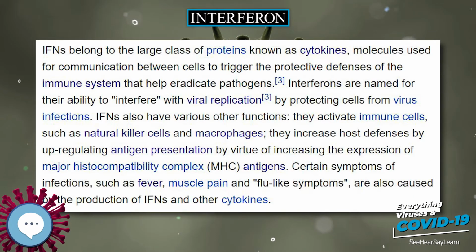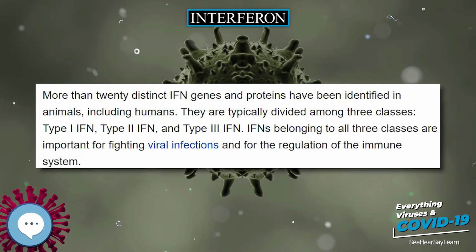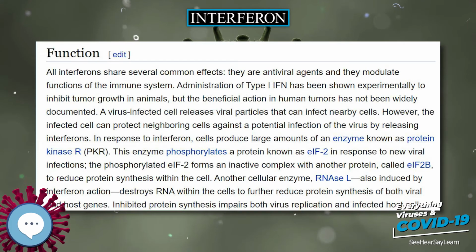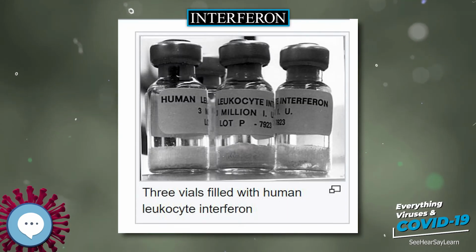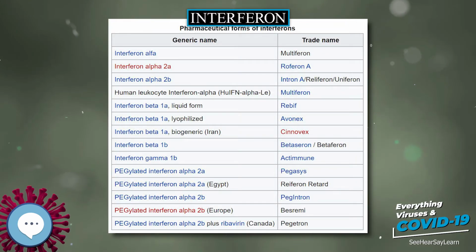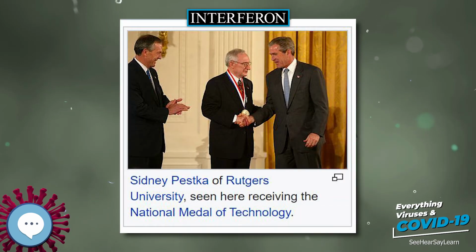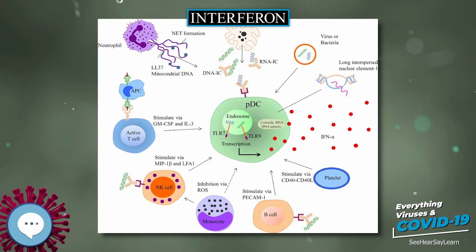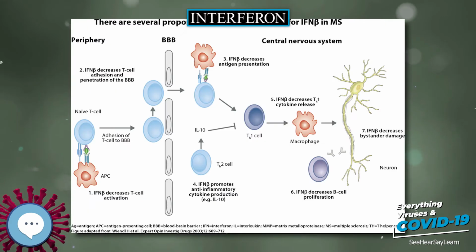In response to interferon, cells produce large amounts of an enzyme known as protein kinase R, PKR. This enzyme phosphorylates a protein known as IF2 in response to new viral infections. The phosphorylated IF2 forms an inactive complex with another protein, called IF2B, to reduce protein synthesis within the cell. Another cellular enzyme, RNase-L, also induced by interferon action, destroys RNA within the cells to further reduce protein synthesis of both viral and host genes. Inhibited protein synthesis impairs both virus replication and infected host cells.